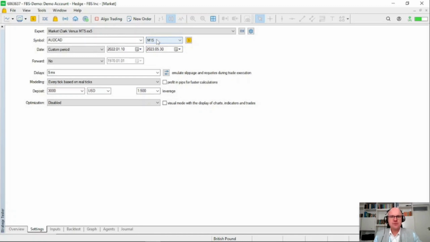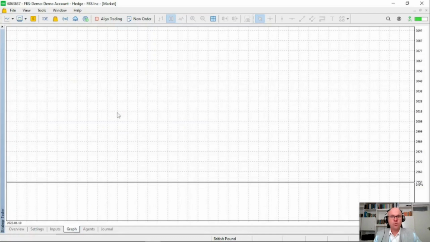Now this is my preferred time frame. However, with further adjustments, you can trade it on any time frame. Additionally, I will be trading it from the 10th of January 2022 until the 30th of May 2023. I'll be using a $3,000 deposit and every tick based on real ticks. Additionally, I'll be using 1 to 500 leverage, and we will be making adjustments to trade 3 different pairs on the $3,000 deposit. So on default, let's take a look at what happens if we run it on default.